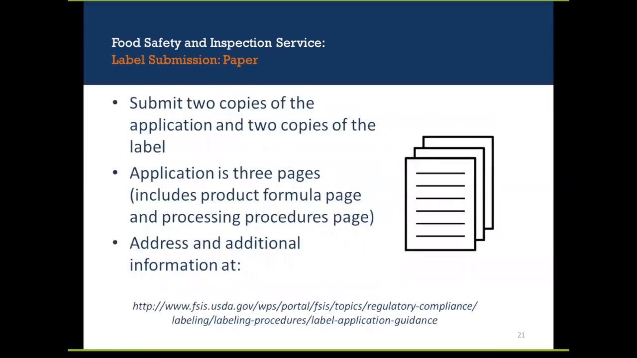Also, when submitting by paper, the applicant must submit 2 copies of the completed application and 2 copies of the label. And remember, this is a 3-page application, and that's not counting any additional documentation you send in with the label. So for additional information on how to complete FSIS Form 7234-1, you can visit the web address on this slide.